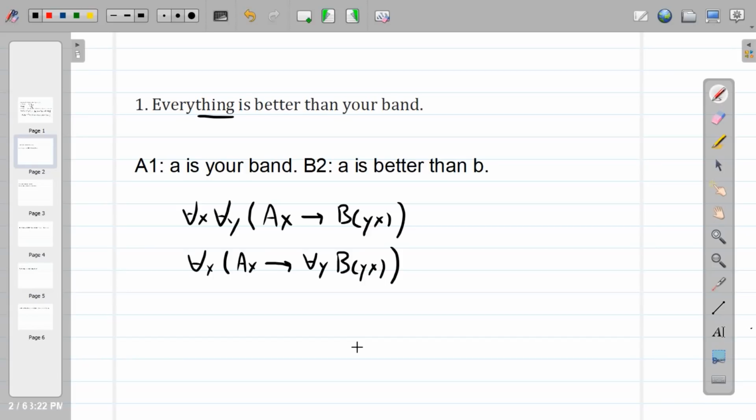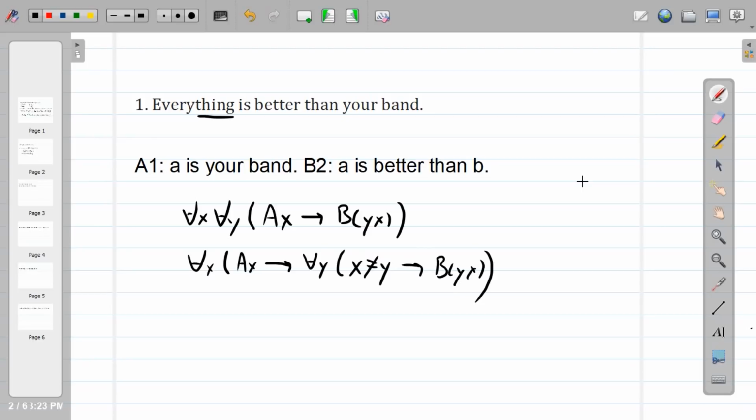Does that mean the band can be better than itself? Yes, in this case we would have to add, so I didn't think of this implication. What we would need to do is say, we'd need the identity relation. So we'd say if x does not equal y, then B yx. This is, again, a thing I didn't teach you. It's a part of our logical system, identity and non-identity. There'll be no questions where you need to use identity on the test, I promise.